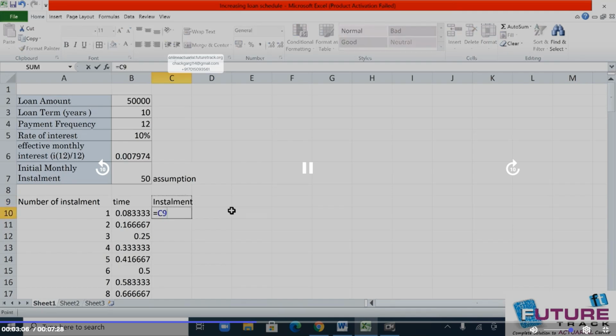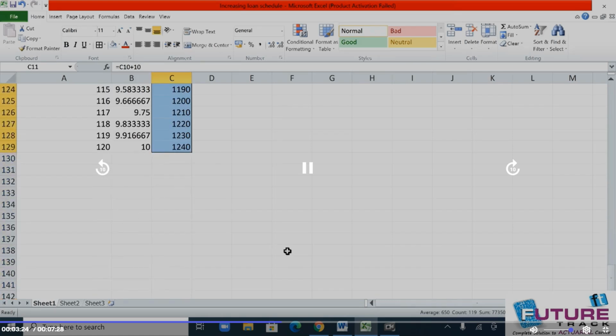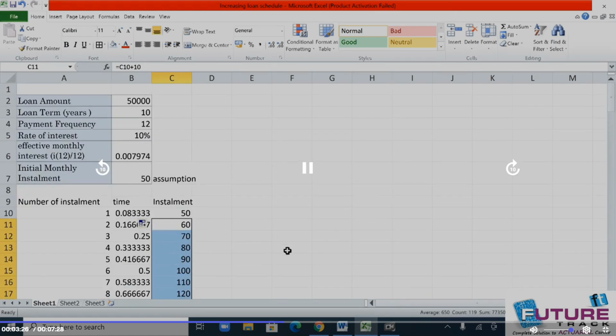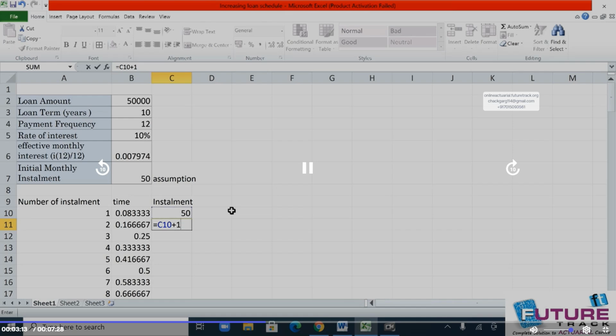So class, the first thing is the installment, right? The initial installment is 50. We take it directly from here, and we have to increase this by 10, so plus 10 in every installment, right? Now again, you can double click. See, we got this.